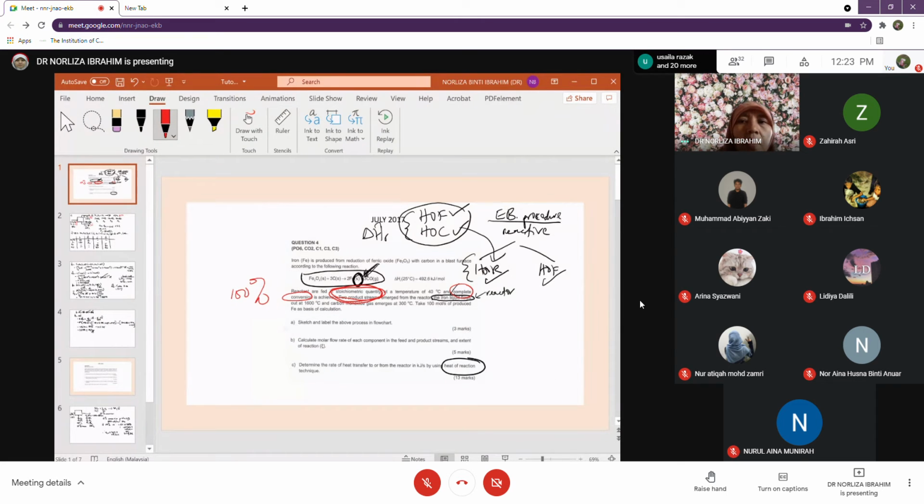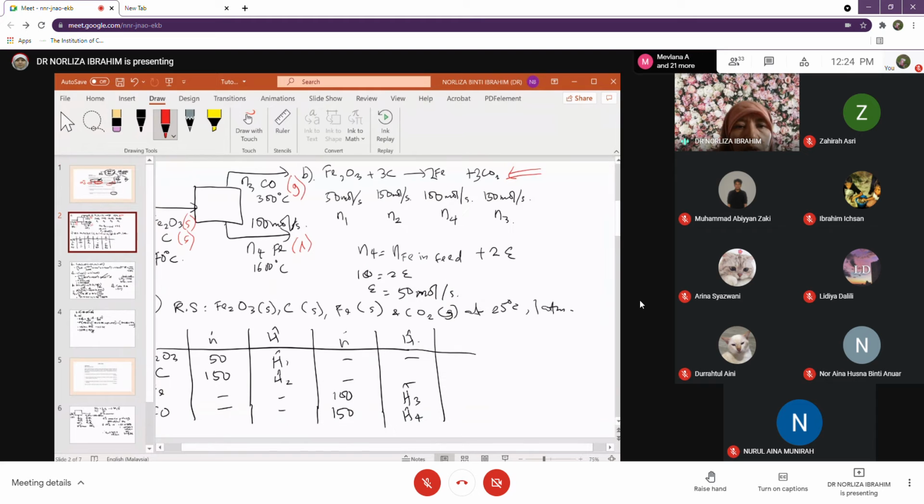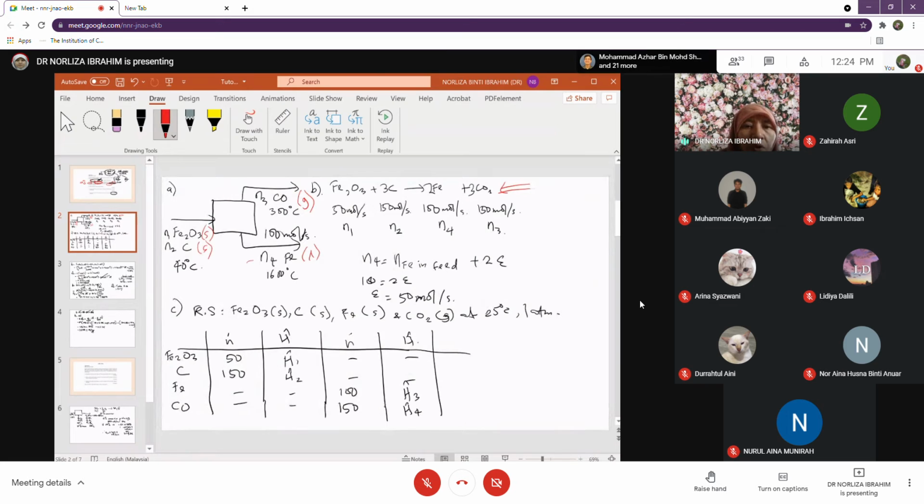Okay, so the reactants are fed in stoichiometric quantity. What do you mean by stoichiometry? If I have one mole here, I should feed 3 moles of carbon, if the basis is not given. But now the basis is already given in the question: 100 mole per second of iron being produced. If I refer to the drawing, my N4 will be 100 mole per second.